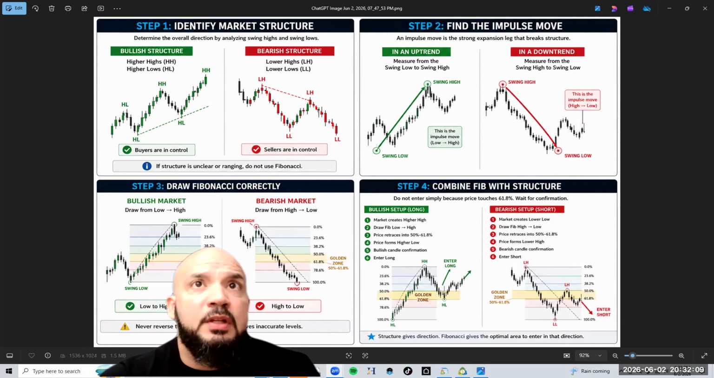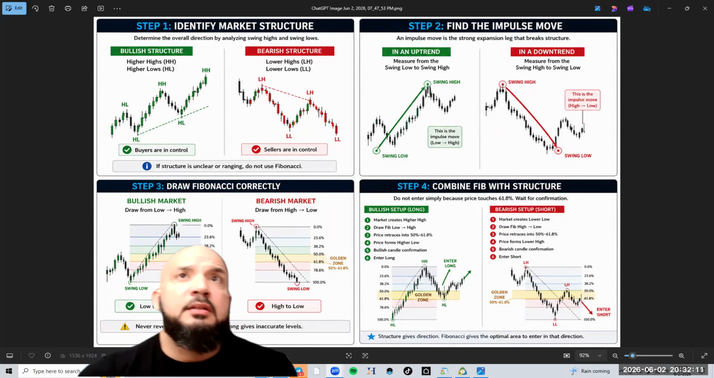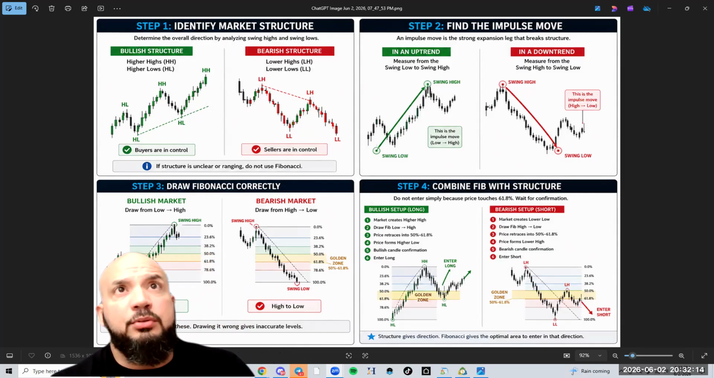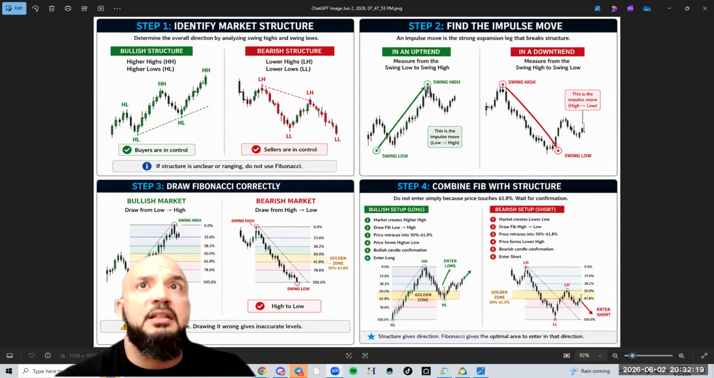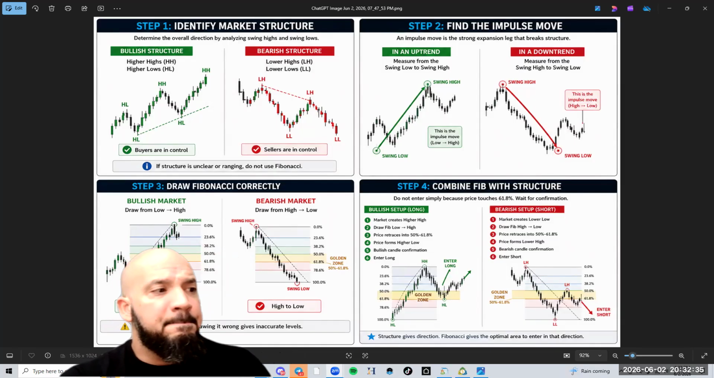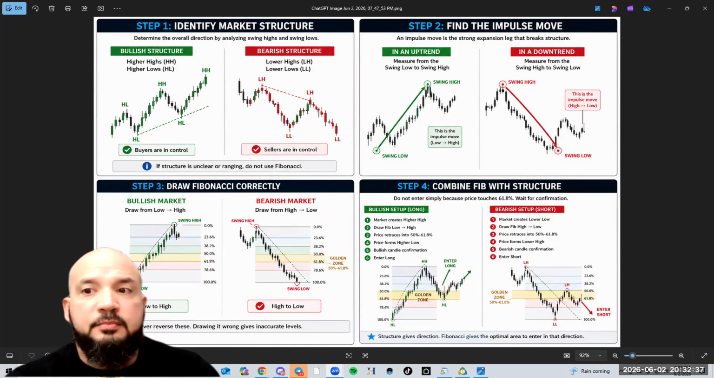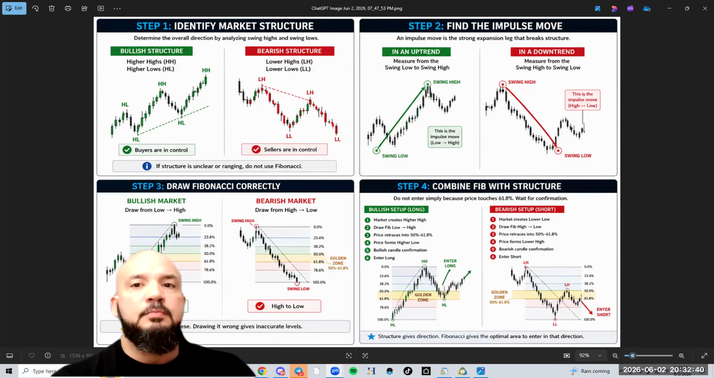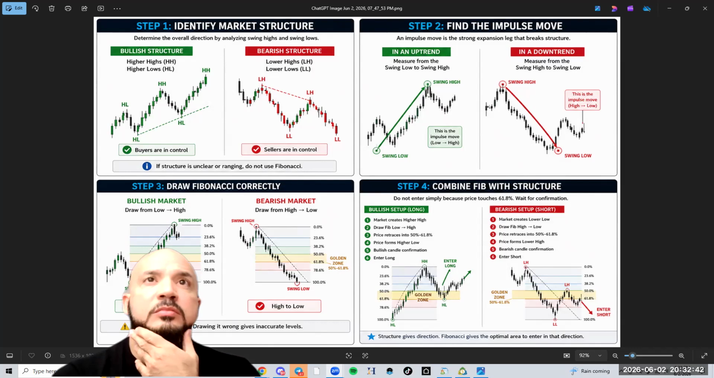All right. Now, after that, step two is find the impulse move. Meaning, an impulse move is the strong expansion leg that breaks structure. Does anybody know what that looks like? An impulse move in the market. Yeah, usually that's where I get caught. That's usually that big spike that tells you it's gonna go that direction, and then it has to pull back to actually get liquidity before doing the actual move.